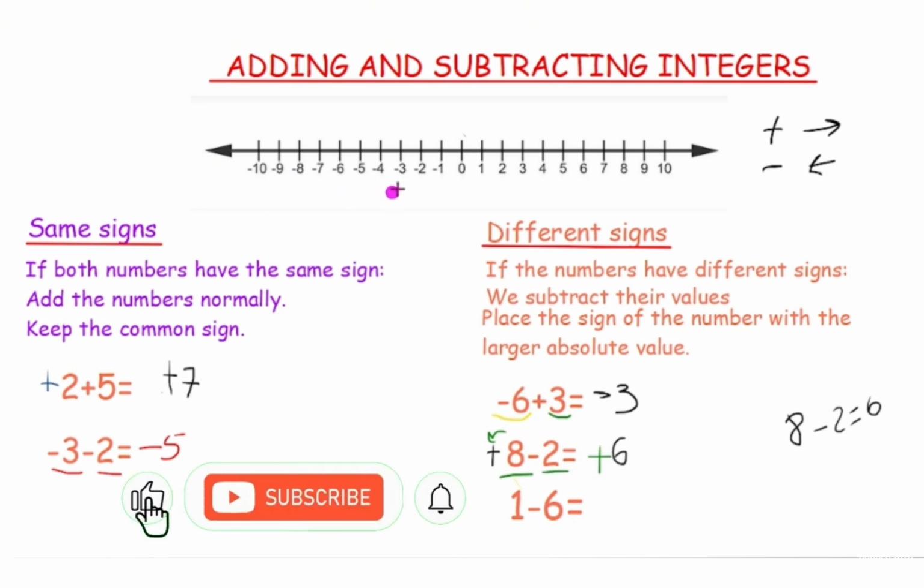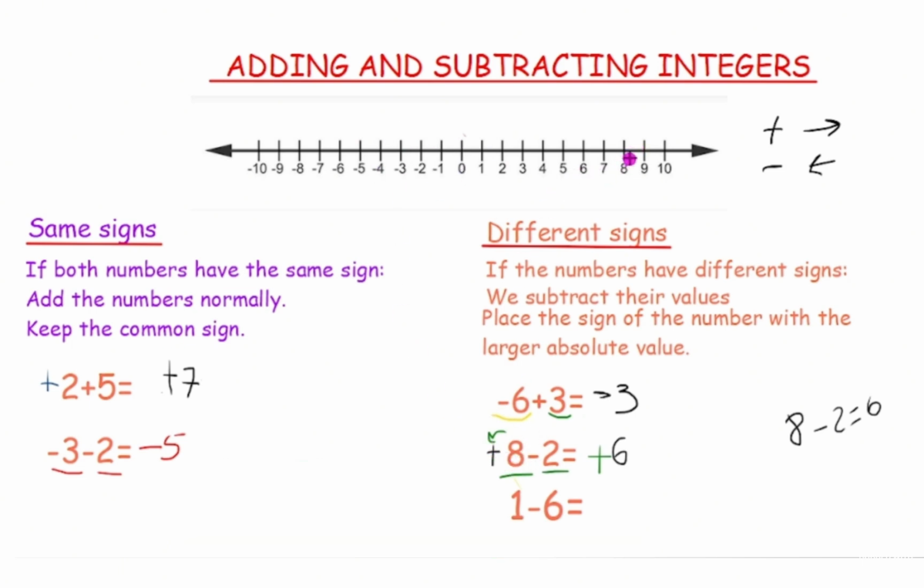Let's see if it checks out on the number line. I'll start at 8, which is the first number. And what am I going to do now? I'm going to subtract 2 units. Since I'm going to subtract, I'll move to the left. 1 and 2 units. I subtracted 2 here. What number was marked on the number line? The number 6. Did it match? Yes. Alright then, let's proceed with our very last example.